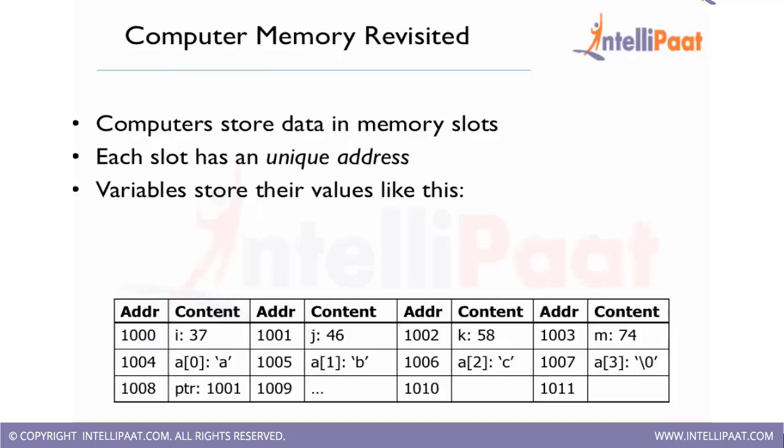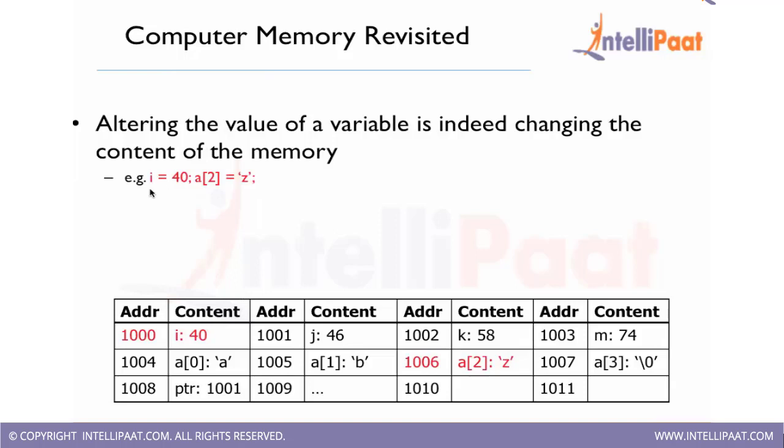So let's see how we store our data in the memory. A computer stores data in memory slots. Each slot has a unique address, and variables store their values in these memory slots. This table shows you how we use the memory slots, how variables are stored in the memory. Basically, we have declared two variables here. One is I, and we have also declared an array, and we are referring to the second element of the array.